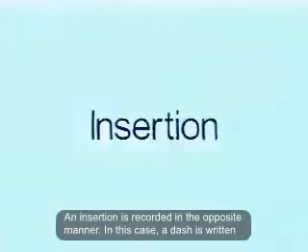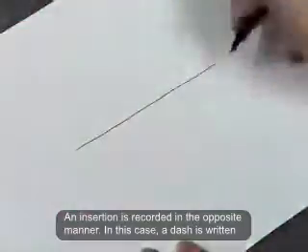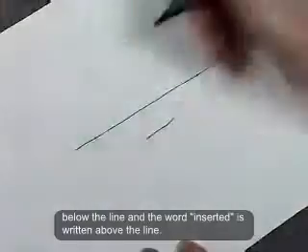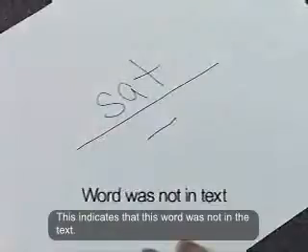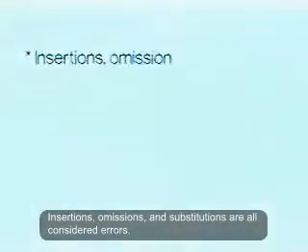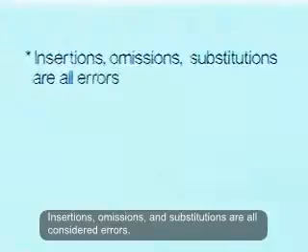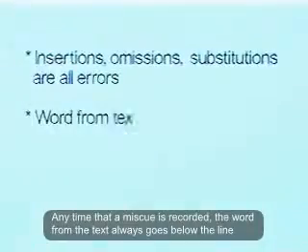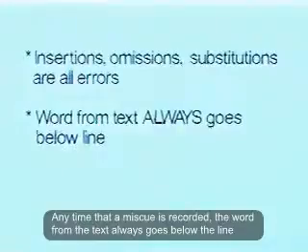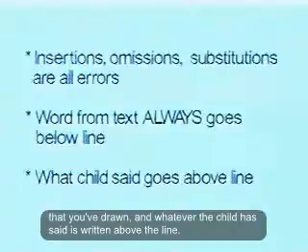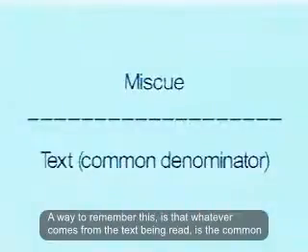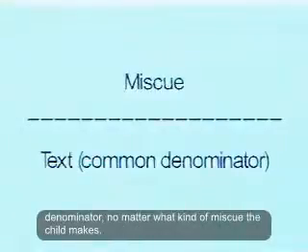An insertion is recorded in the opposite manner. In this case, a dash is written below the line and the word inserted is written above the line. This indicates that this word was not in the text. Insertions, omissions, and substitutions are all considered errors. Anytime that a miscue is recorded, the word from the text always goes below the line that you've drawn, and whatever the child has said is written above the line. A way to remember this is that whatever comes from the text being read is the common denominator, no matter what kind of miscue the child makes.